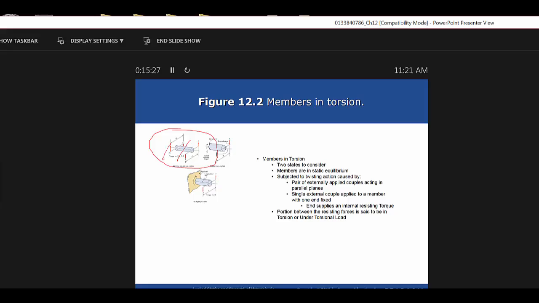Okay, so let's see what else about that now. Figure 12.2b. 12.2c, the bar is rigidly fixed. There's no rotation. The equilibrium exists due to the equal and opposite internal torque. So again, that's force times the distance. Note, torque is expressed in units of pounds inches or pounds feet. Okay, you might see pounds feet.